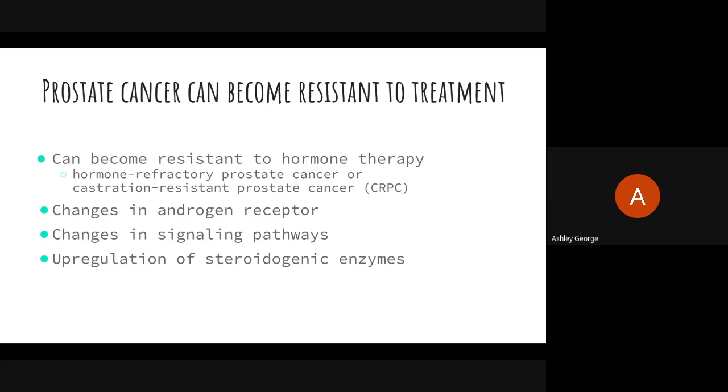So prostate cancer cells can alter the signaling pathways that involve the AR, allowing them to keep growing, even in the absence of androgens. And there can also be an upregulation of steroidogenic enzymes. These are enzymes that synthesize androgens. They can be upregulated or increased, which leads to increased production of androgens within the tumor itself, even when the androgen levels in the body are low. So there's a couple workarounds here, despite the treatments that we try to use.